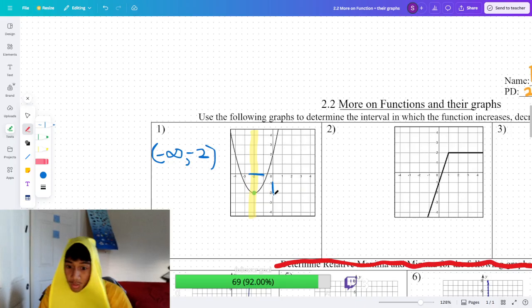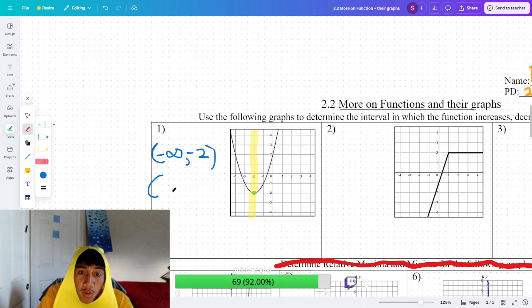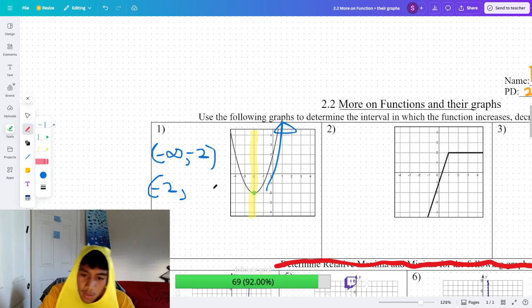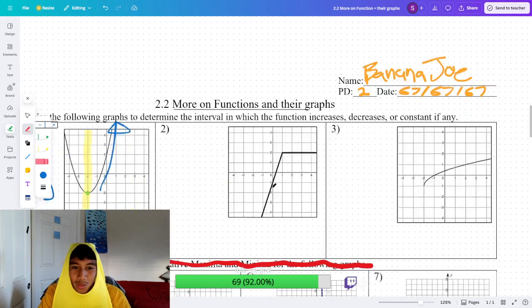But now Joe wants the domain, and I hope you want it too. So now, we'll pick up where we left off at negative 2, and then move on to the right side of the graph, which appears to be infinity, because it goes on forever. Hopefully your graphs have arrows, because those are very important. Let's slip into problem number 2.